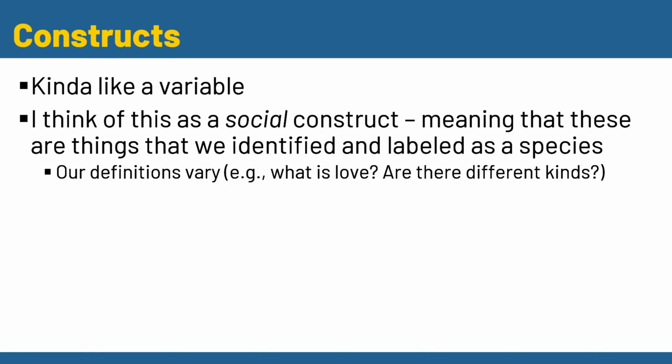I think of this as a social construct, meaning that these are things that we identify and label as a species. So, for example, love, in the bottom bullet point there, our definitions of this can vary, right? So it's something that's socially created. We all have some understanding of it, but if you ask a million different people, there's going to be a lot of different ways they describe it, and there are different kinds of love, right?